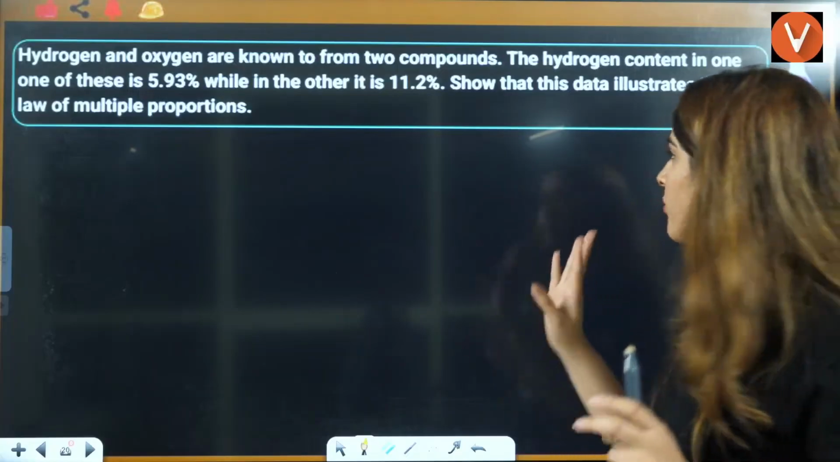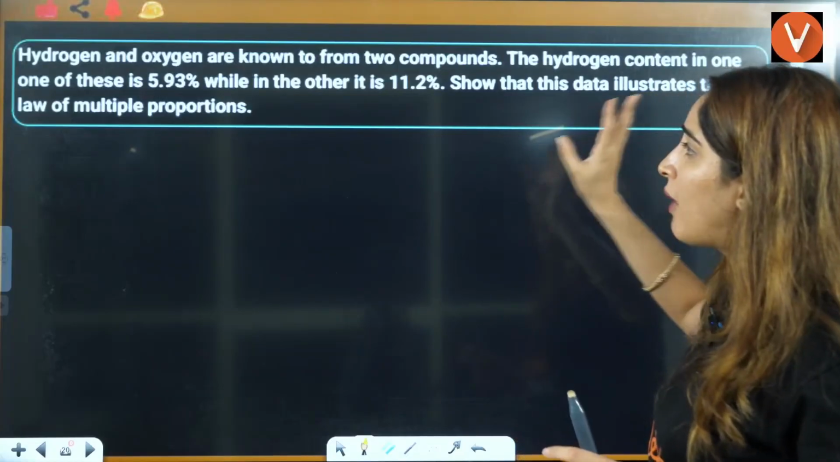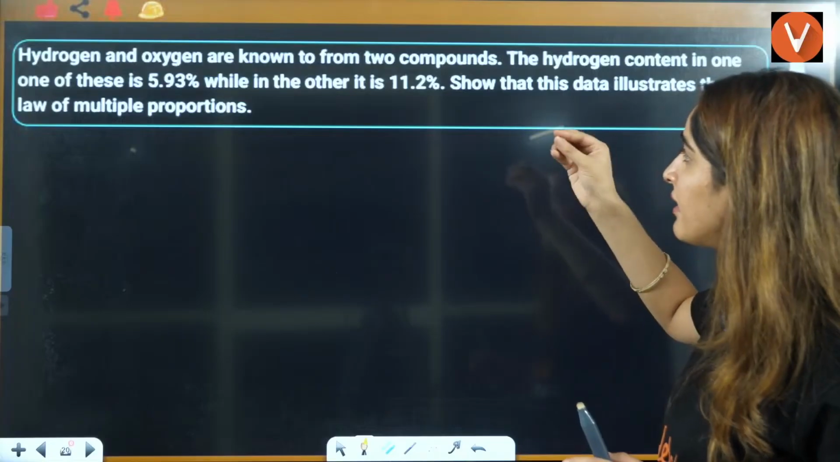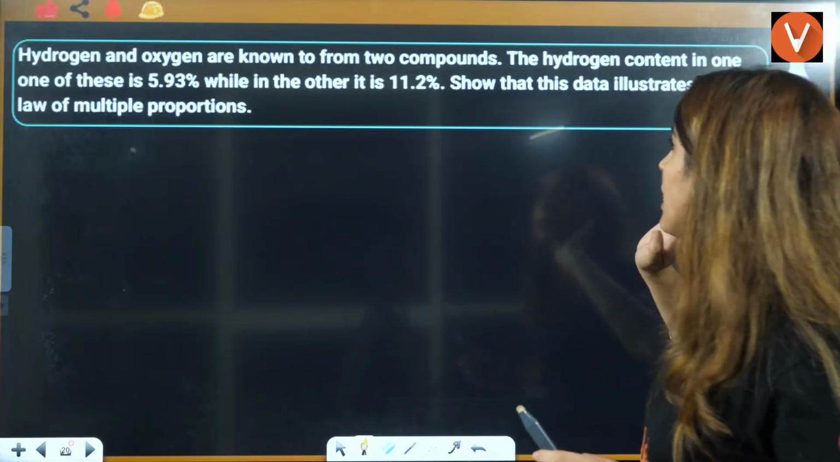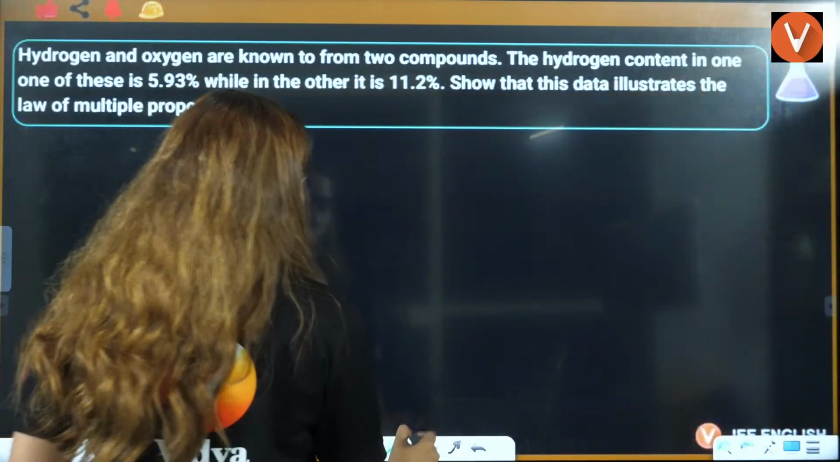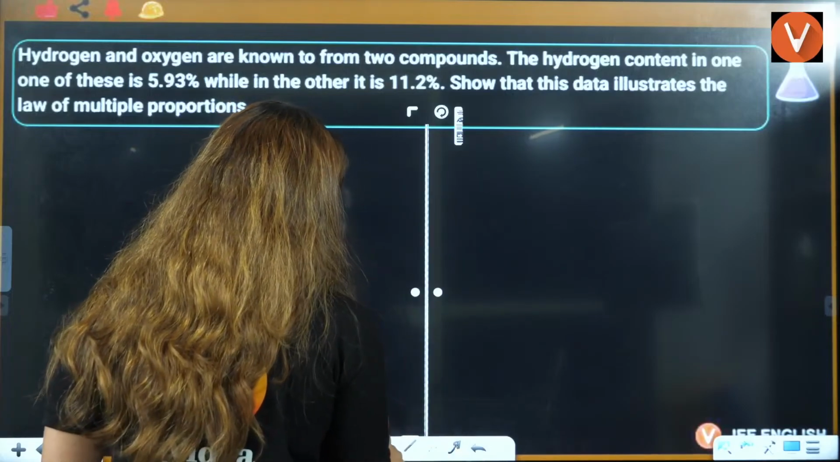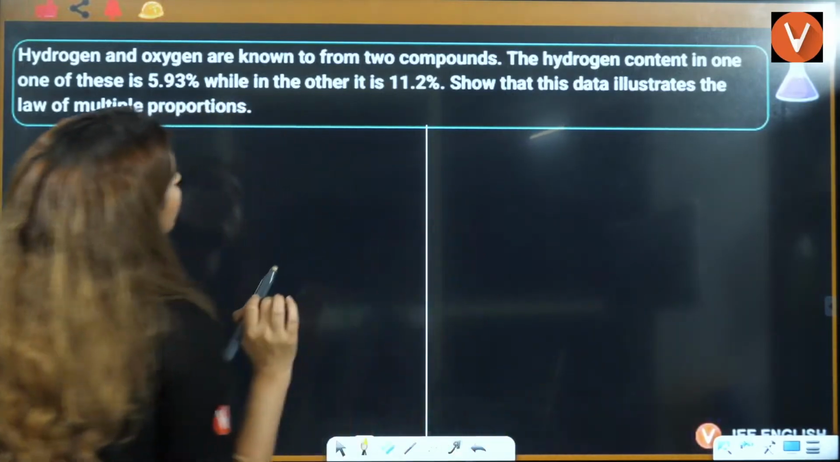Two compounds they are forming. The hydrogen content in one of these is this much, while in the other it is this much. Okay, so this data illustrates... So what exactly are they asking you? They are saying that hydrogen is known to exist in two forms.